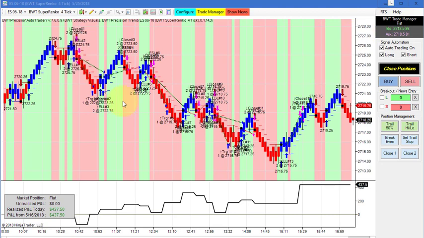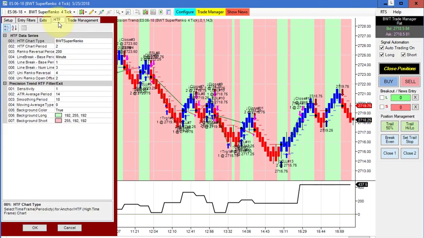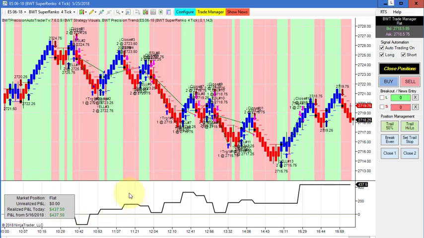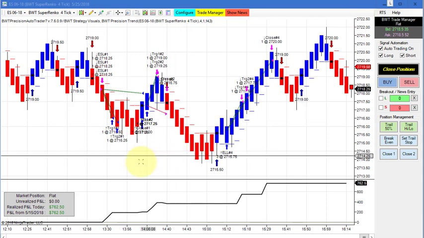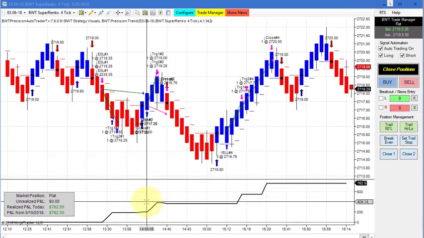Okay, the Emini S&P on a Super Renko 4 tick with, I believe, our 2 tick other time frame filter came through again today with 437.50, a modest gain, but most of us would be happy to earn $400 or $500 in a session.